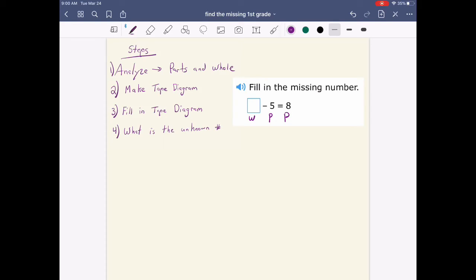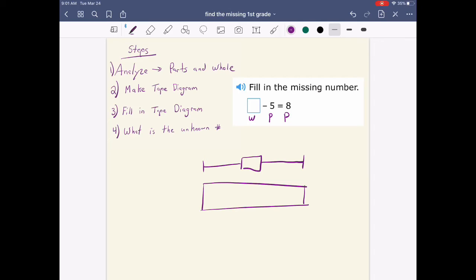Okay. Step 2, make a tape diagram. Okay, that's easy. I just saw Mr. Green make one earlier. That's an ugly rectangle. Very ugly rectangle. Let me get rid of that. And then a little rectangle on top. There we go. It's not the best looking, but it is a tape diagram.